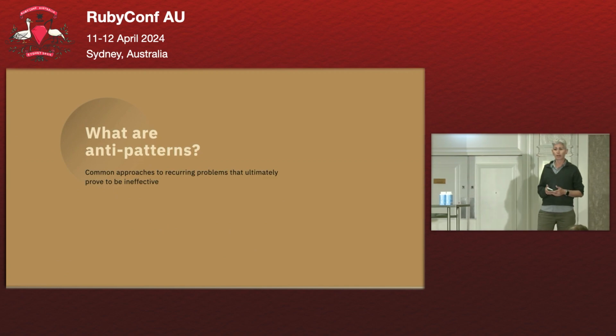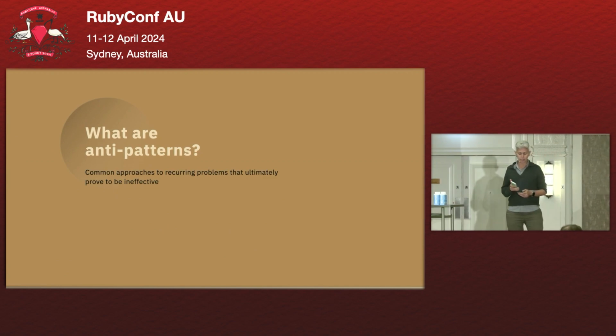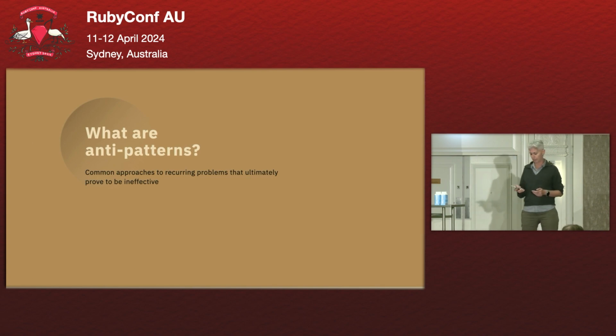But first of all, what are anti-patterns? Anti-patterns are common approaches to recurrent problems that ultimately prove to be ineffective. So it's a repeated pattern of action or a process or structure that initially appears to be beneficial, but ultimately doesn't work as well as we thought that it would. It has bad consequences and very low beneficial results.